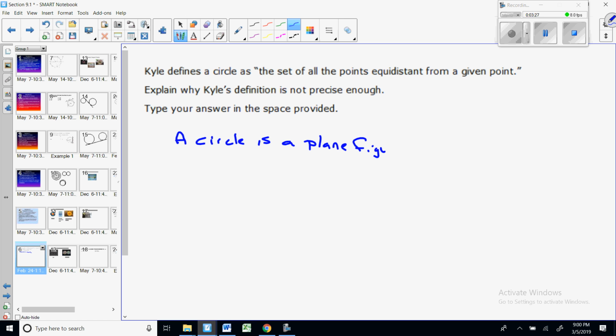As a result, all Kyle needed to say was, in a plane. Okay, and had Kyle said that, that makes the definition way more precise, because now you're limiting it to a two-dimensional shape.